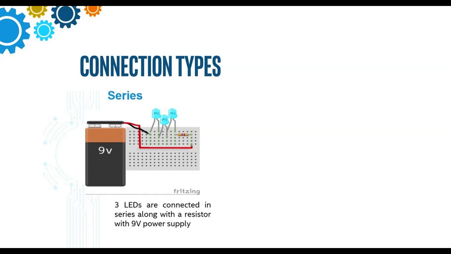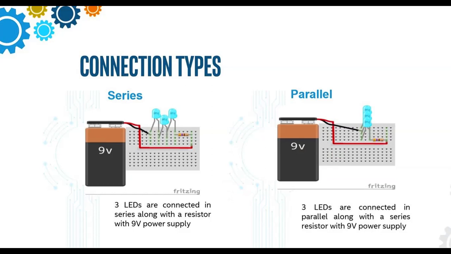But circuits are categorized into two categories: one is the series circuit and the second is the parallel circuit. So the connection types are the series circuit and the parallel circuit. We can see in the first diagram the series circuit: LEDs are connected in series along with a resistor with a 9-volt power supply. In the second diagram, the LEDs are connected in parallel along with the series resistor with a 9-volt power supply. So there are two categories of circuit, the series circuit and the parallel circuit.